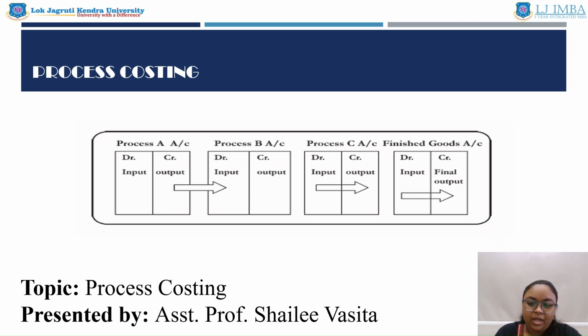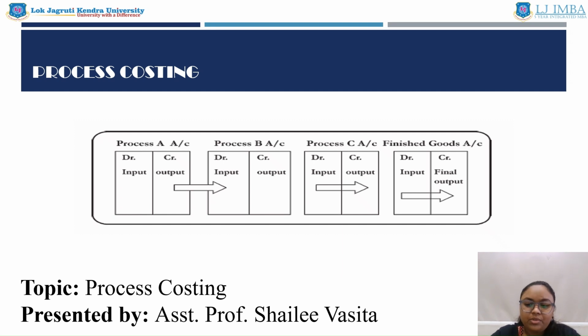Today, I'll be talking about process costing, the fundamental cost accounting method used in industries where production is continuous and the units are identical. So let's begin with what process costing is and why it matters.